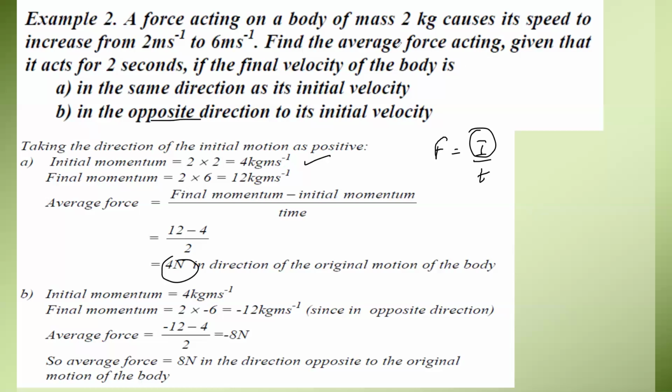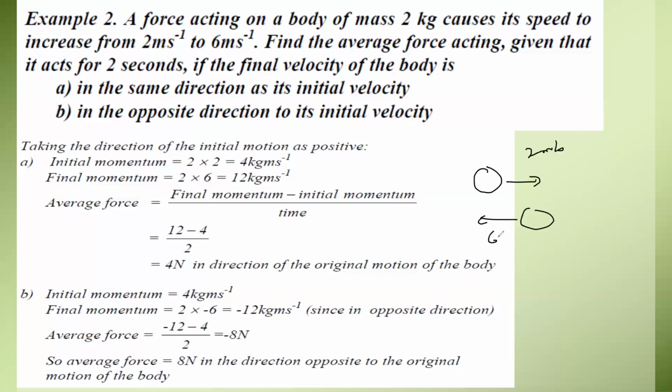But what if the direction is opposite, like the direction has changed? The object first was moving at 2 meters per second, and then it changes direction and moves opposite at 6 meters per second. So when the direction changes in physics, to represent an opposite direction, we take one as positive and the other one will be negative. So if I take the right hand side as positive, the left hand side will be negative.